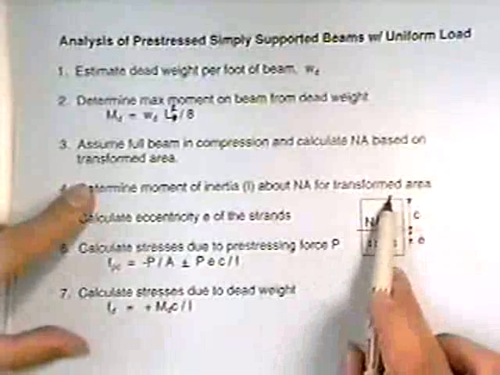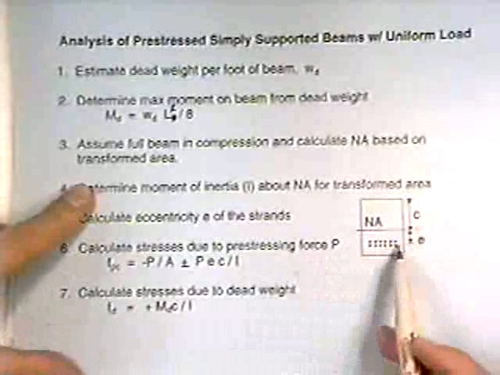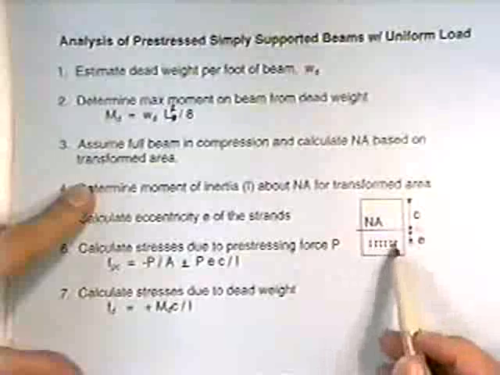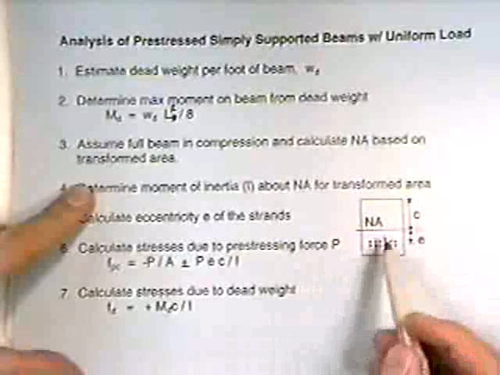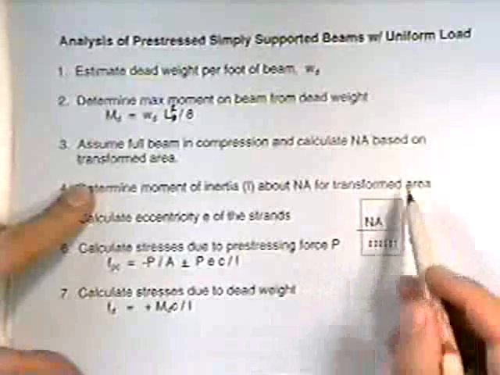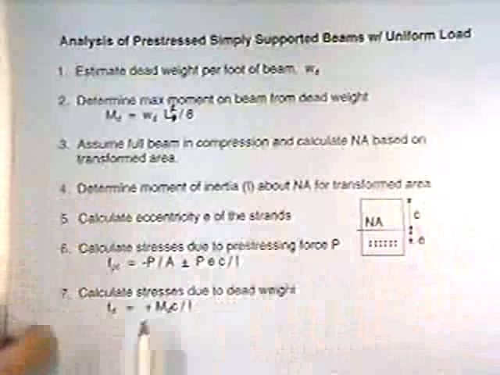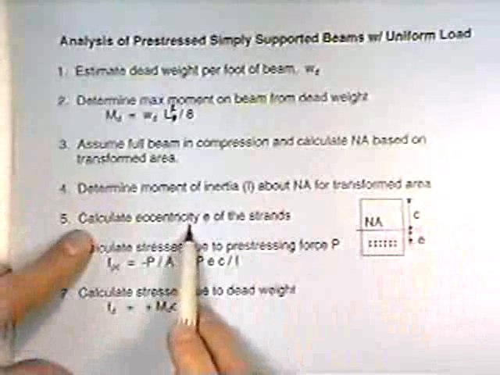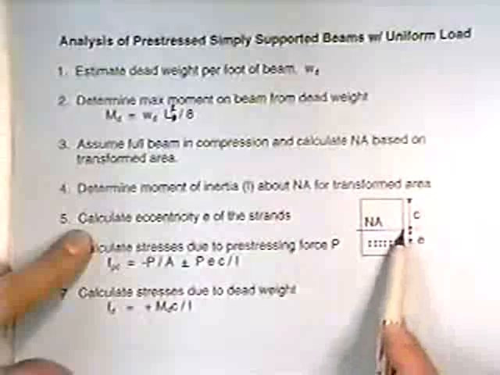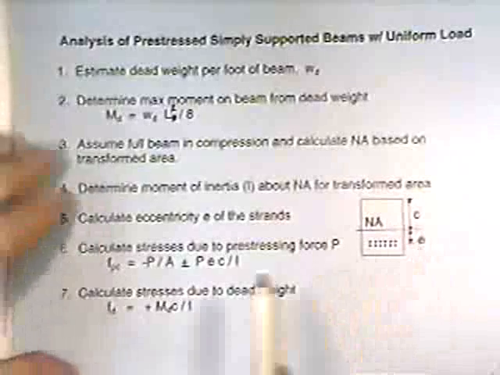Okay, so if we assume the whole thing is in compression, find the equivalent moment of inertia. Now, Dr. Lowry, I know, talked about this when you have to expand this area, right? Multiply that by n times A sub s and find the neutral axis, and then you can compute its moment of inertia. That's what I'm talking about here in step 4. Once you find the neutral axis, you can calculate how far the strands are from the neutral axis. That's this distance e.